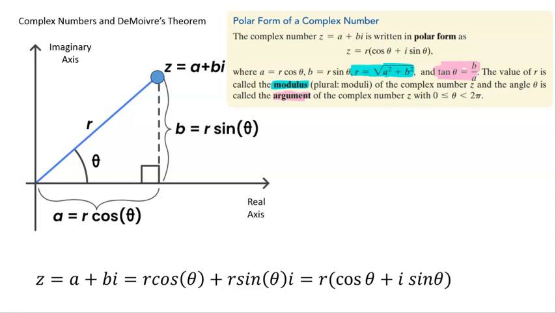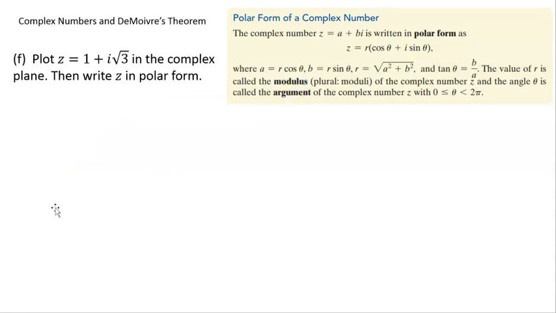Now, it's a lot to take in, right? No, I'm not going to pause it just yet. Let's do a problem where we plot a number and then we change it to polar form. And I might have a couple of those before we pause it and move to part 2.